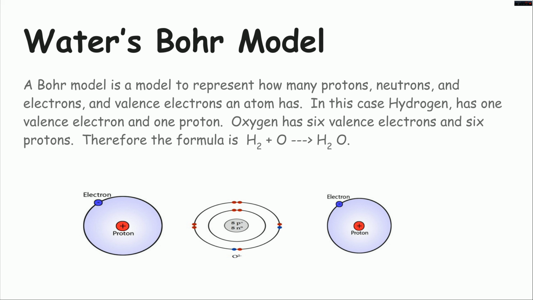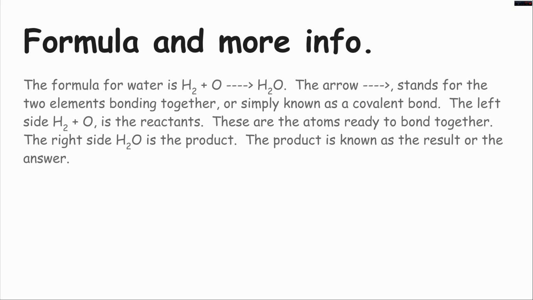The Bohr model for water. A Bohr model is a model to represent how many protons, neutrons, electrons, and valence electrons an atom has. In this case, hydrogen has one valence electron and one proton. Oxygen has 6 valence electrons and 6 protons. Therefore, the formula is H2 plus O is H2O.